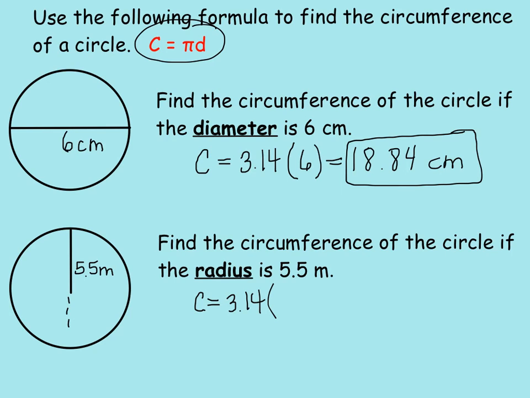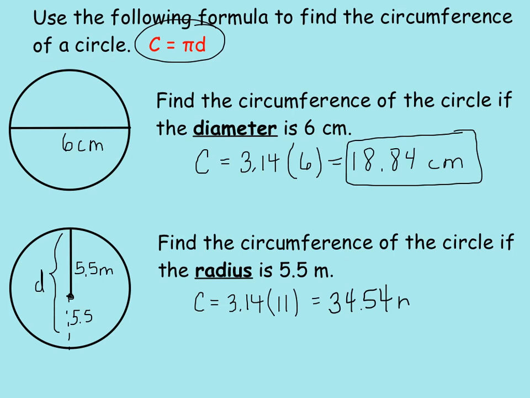Remember that the diameter is the distance all the way across the circle. So what that means is that we need another 5.5 in order to get the diameter. This is the diameter here. So 5.5 and 5.5 make 11. That means the diameter is 11. This gives us a circumference of 34.54 meters.